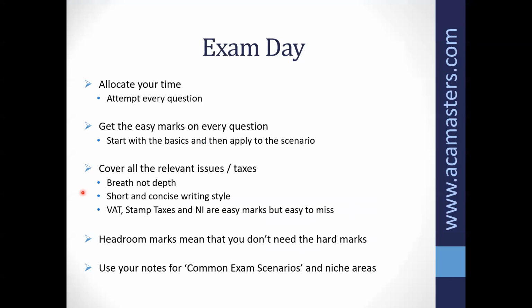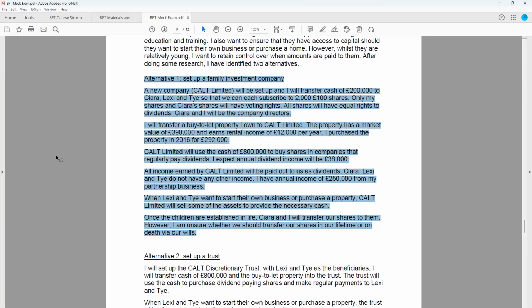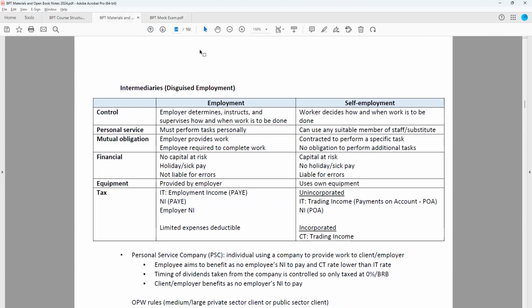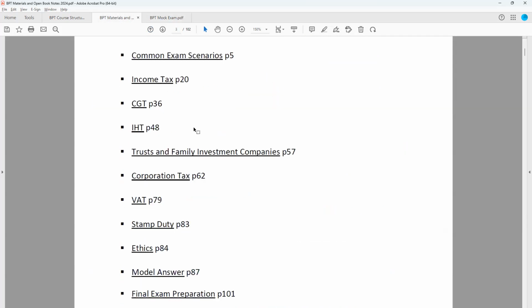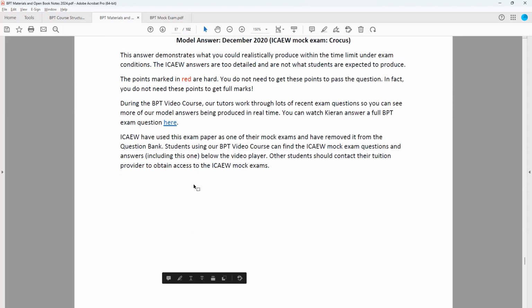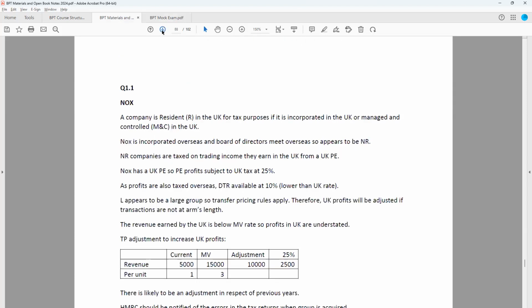So in terms of your writing style, you want to make sure that you're short, concise, and get down as many points as possible. When you look at the ICAEW answers, they're really useful in terms of giving you a comprehensive explanation of the technical areas and the technical points. However, you can't produce those in the exam.